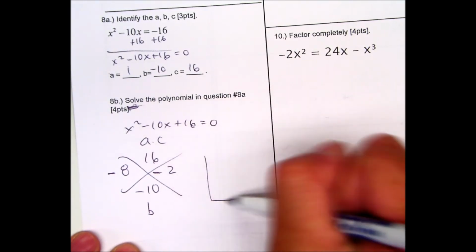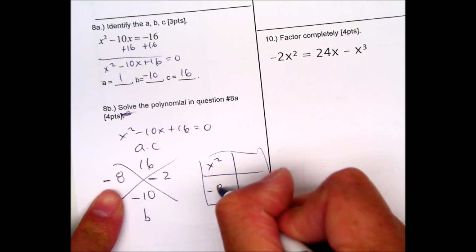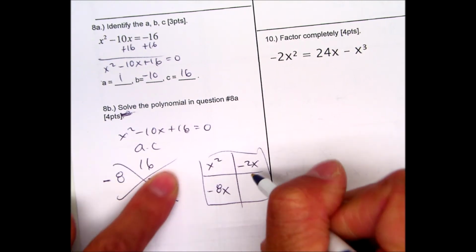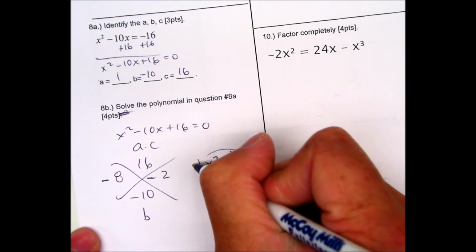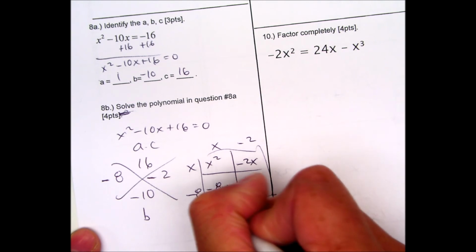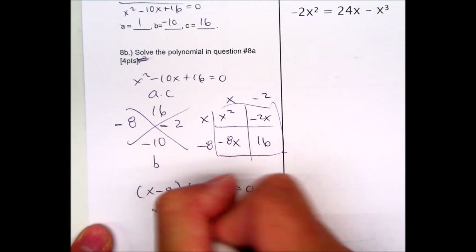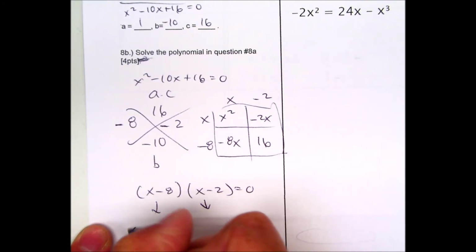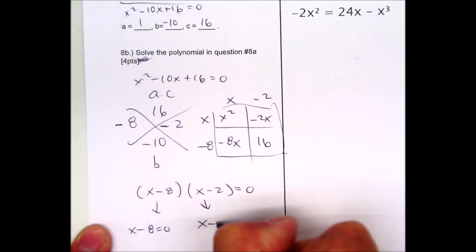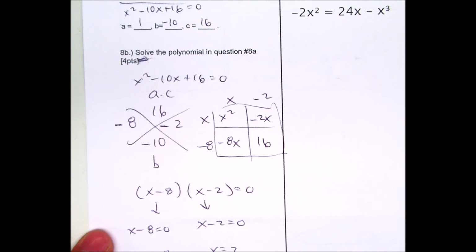Factor it. X squared minus 8x minus 2x, 16. Those are x and x. This will be a negative 2. This will be a negative 8. Set each of those equal to 0. Zero product rule. And you'll get x equals 8 and x equals 2. Make sure to box your answers.